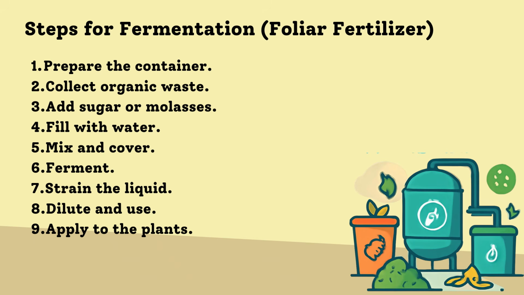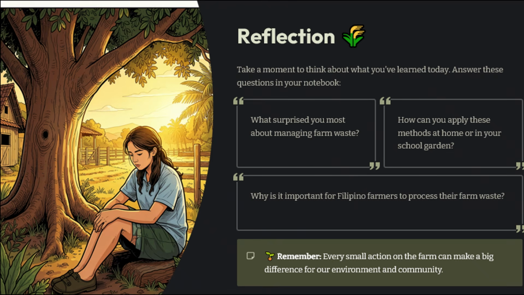After that, we need to dilute and use. Mix the liquid with water before application. That is very important. And apply to the plants. Spray the diluted solution onto plant leaves as a foliar fertilizer. This process creates a nutrient-rich fertilizer that supports healthy plant growth.